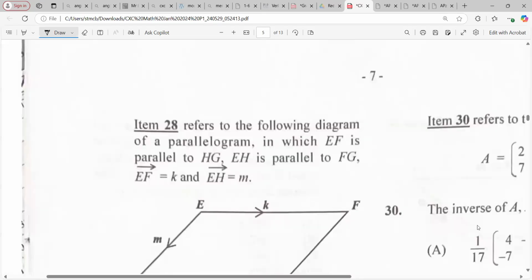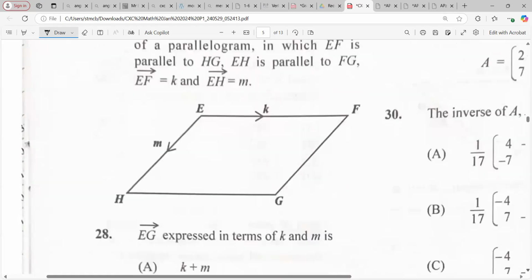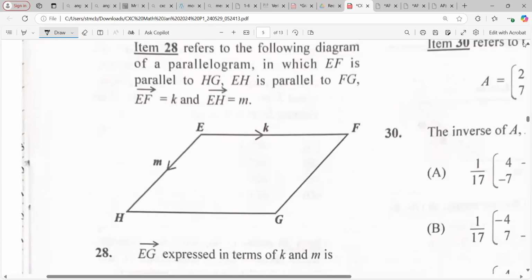All right. Item 28 refers to the following diagram of a parallelogram in which EF is parallel to HG. That means they're going in the same direction and they will never meet. EF equals K, they give us that already, so that means this one is also K.